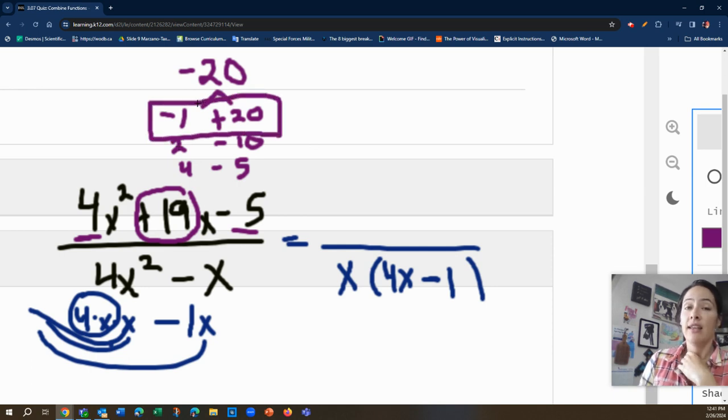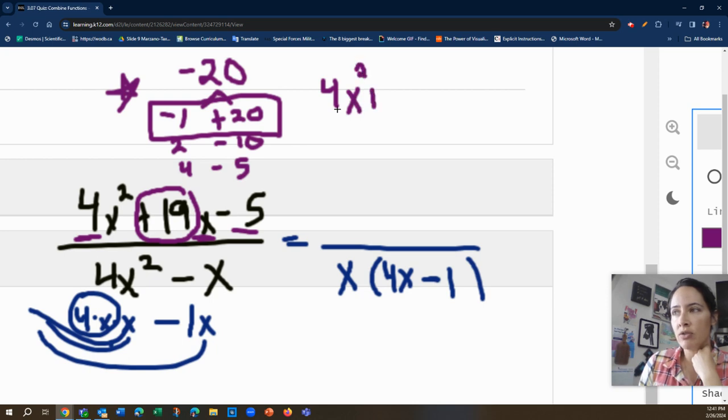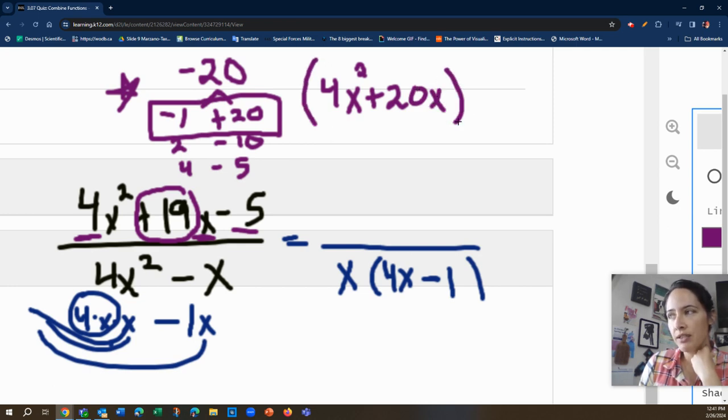When we have a leading coefficient that isn't 1, we need to factor by grouping. But in order to figure out which groups to split it into, we need this step, so we can now rearrange this plus 19x. So 4x squared plus 20x group plus negative 1x minus 5. I'm going to write the 1, even though it would be invisible.